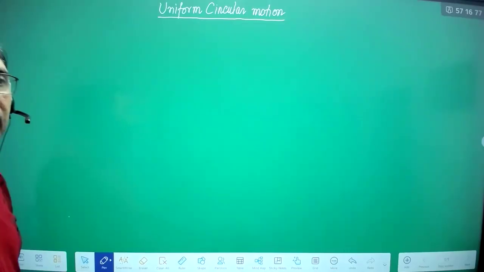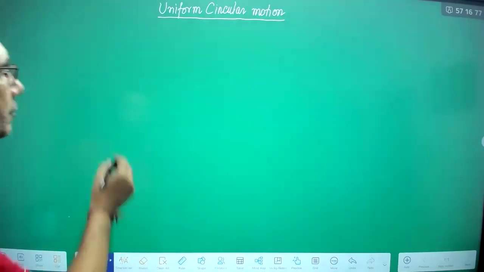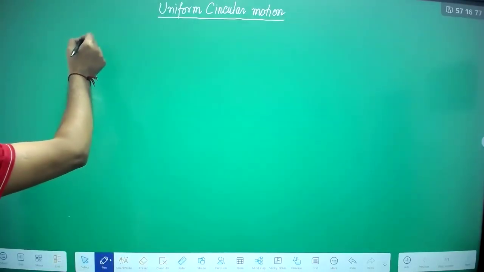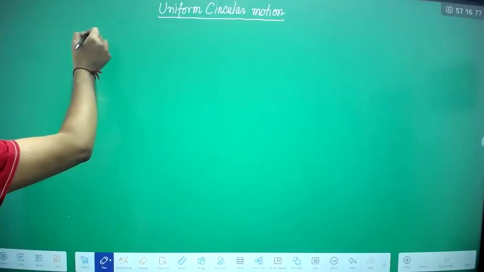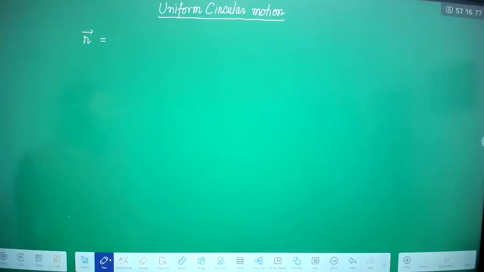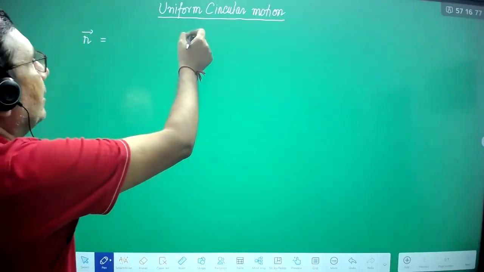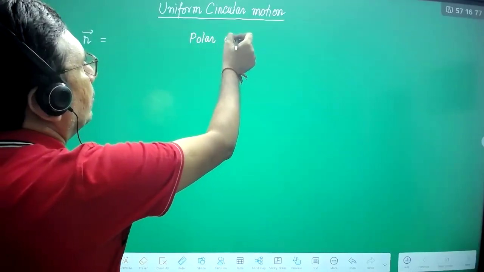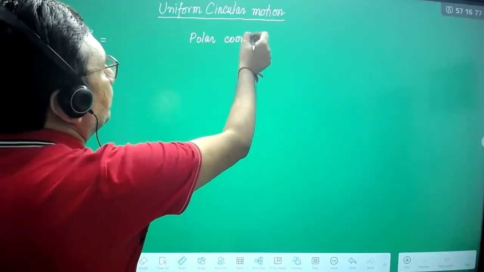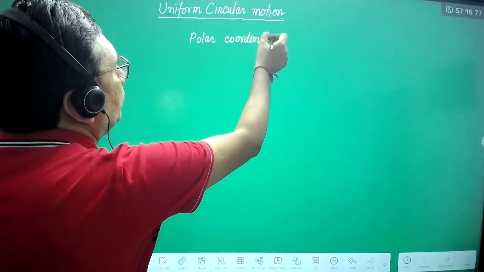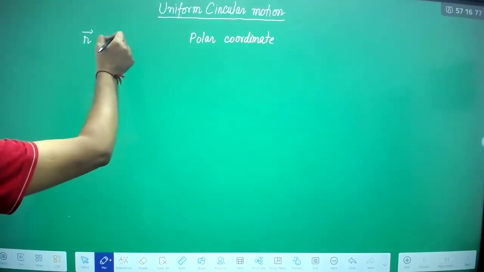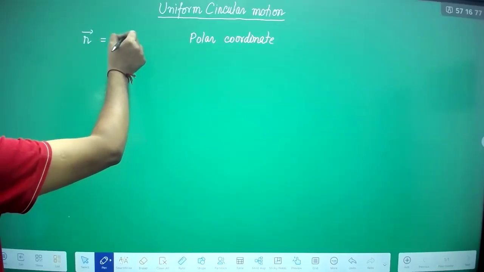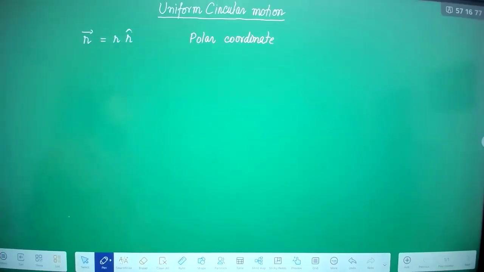In the last class, I was discussing polar coordinates with you. So what was the position vector in terms of polar coordinates? In polar coordinates, the position vector R will be equal to R, and this will be R cap. So the position vector was equal to R into R cap.